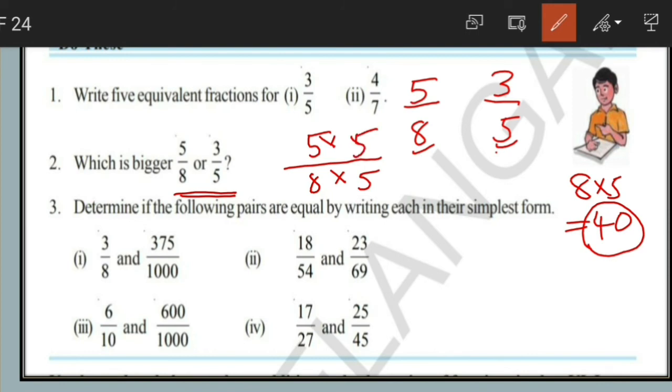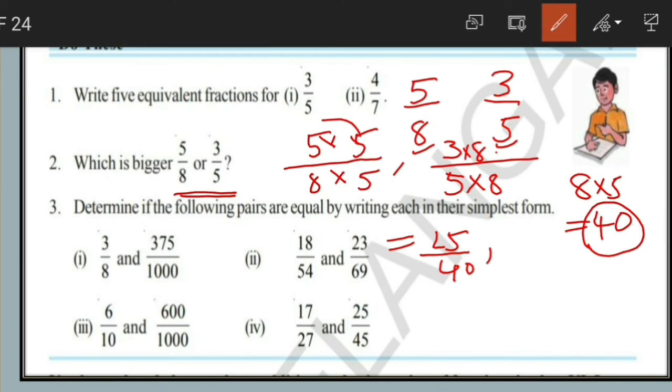we get 40 as denominator, and take the second one, 3 by 5. So to get 40, we have to multiply with 8. Okay, now see this, 5 5s are 25 by 40, and next one 3 8s are 24 by 40.